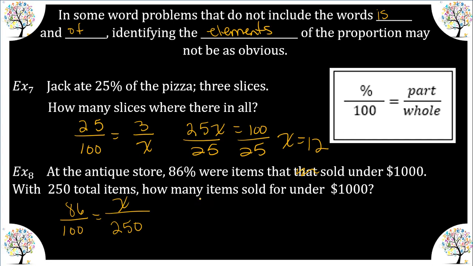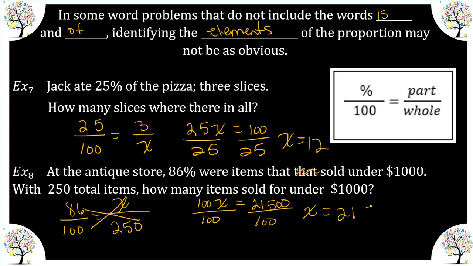So we're going to cross multiply. We're going to isolate x. And there were 215 items that sold for under $1,000. So 215 out of 250 is 86%.